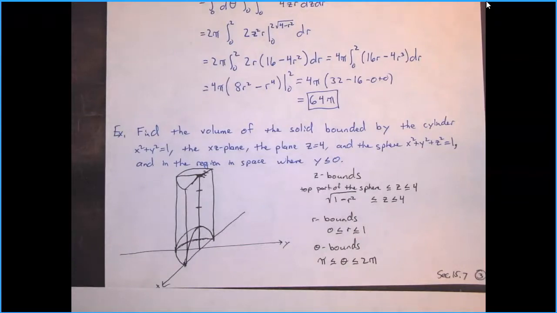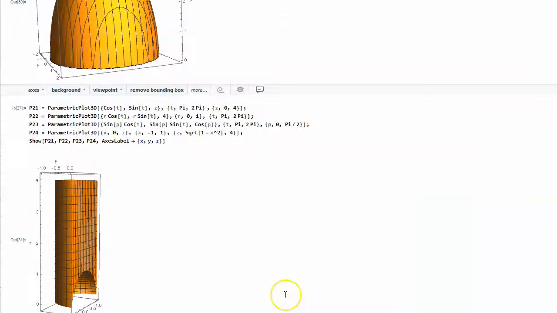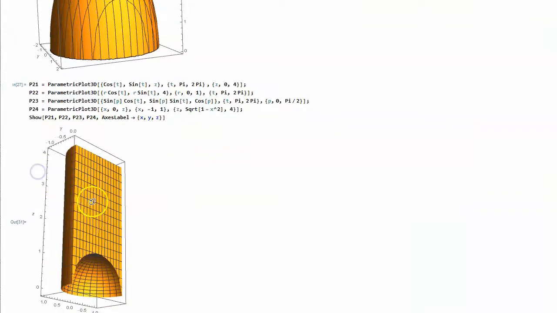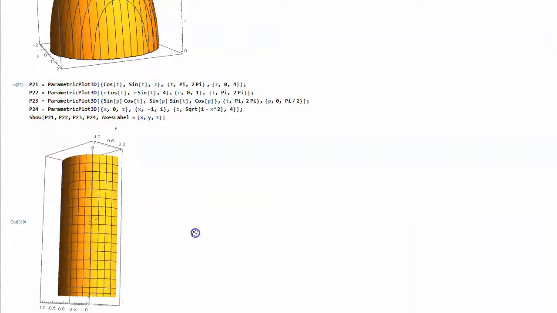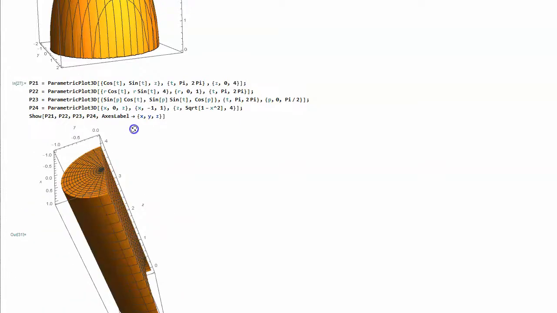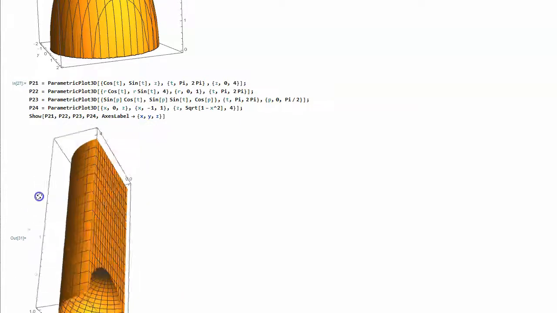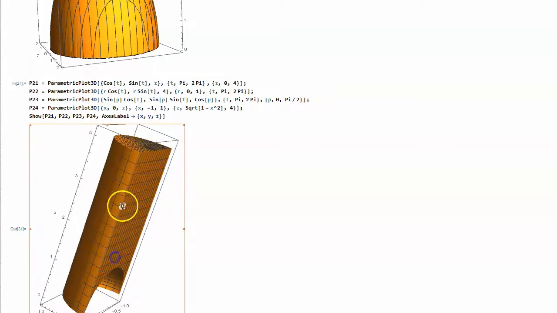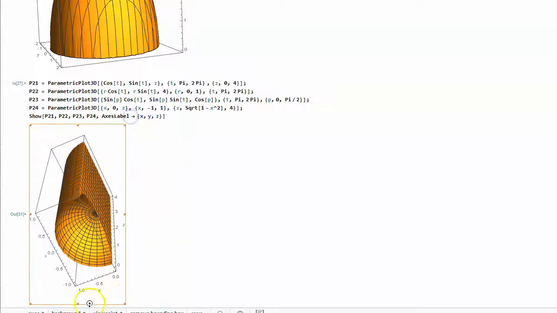I also have this in Mathematica if you just want to take a look at a better representation of this. This is the solid that I want to find the volume of. We could use geometry to find the volume of this solid: find the volume of the cylinder, and subtract the volume of the piece of the sphere. So find the volume of this half cylinder and subtract this quarter sphere, quarter ball.